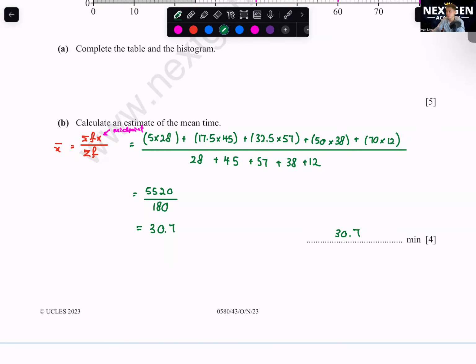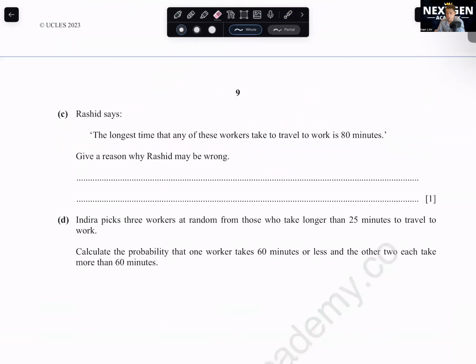Rashid says the longest time that any of these workers take to travel to work is 80 minutes. Give a reason why Rashid may be wrong. Okay, do we know that the longest is 80 minutes, based on this table? We don't know, right? Because all these are ranges of values.